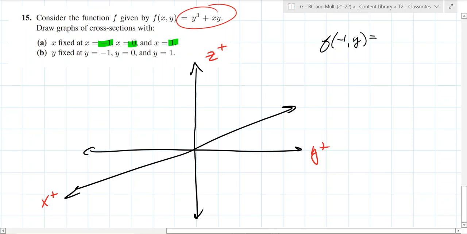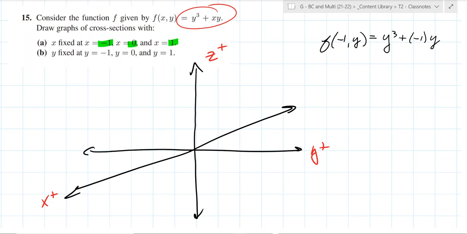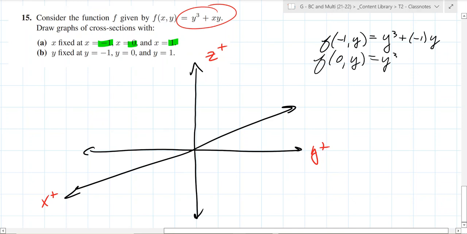So what do you get when you plug in negative 1? Y cubed plus negative 1y. And then you plug in 0 for x, and what do you get? Y cubed plus 0 times y. And then you plug in 1 for it, and what do you get? Y cubed plus 1 times y.